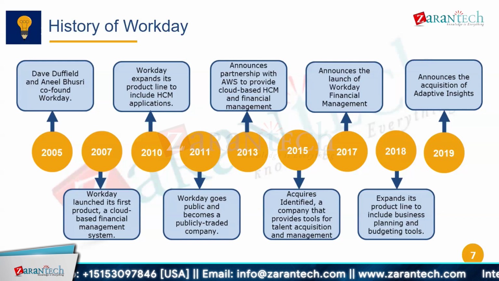Then in 2007, Workday launched its first product, a cloud-based finance management system. And then in 2010, they launched another product line to include HCM applications. So in 2007 and 2010, they started launching their different kinds of modules, including finance and HCM. In 2011, they went public. And after 2010, I think they started capturing most of the market in the ERP system, particularly on the HCM side. Then in 2013, Workday announced a partnership with AWS to provide cloud-based HCM and finance management.